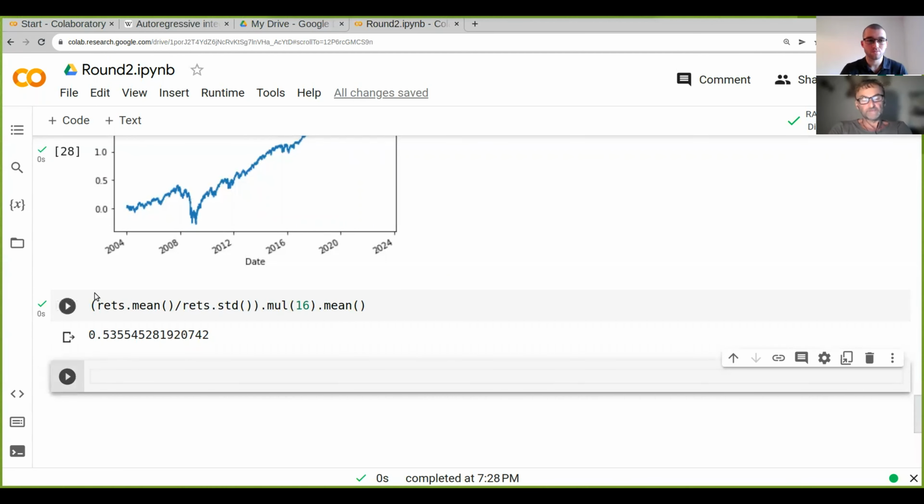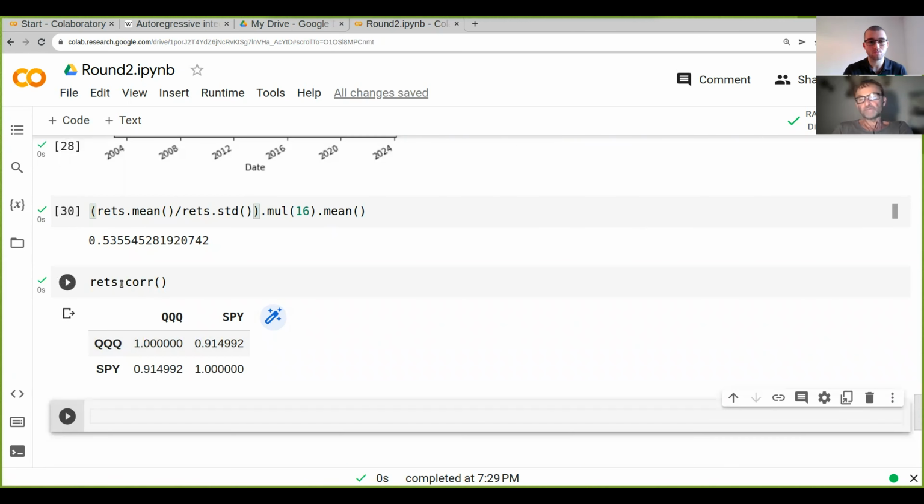Let's just have a look at this. If we actually calculate the correlation of those two, we could do this with reds.co. So basically we have a correlation matrix here, and you can see they are 91% correlated. Interesting. So they have an extremely high correlation. That's why you would hardly ever get an improvement in the Sharpe ratio if you just add the two strategies together.